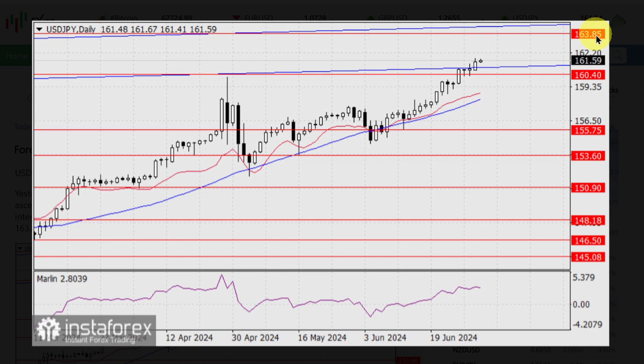Typically, the BOJ conducts interventions in the cold market, so an auspicious moment would be either today or the beginning of the next week. In addition, we are concerned about the behavior of the Marlin oscillator. It barely reacts to the pair's rise.